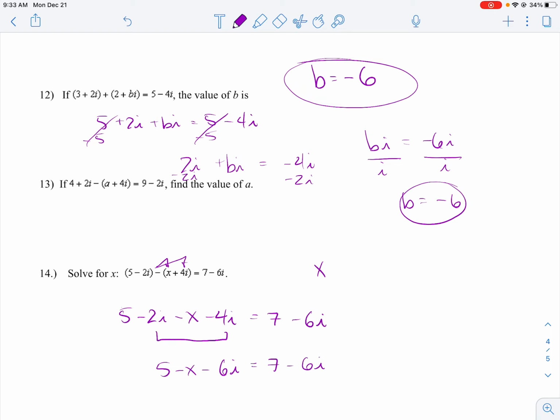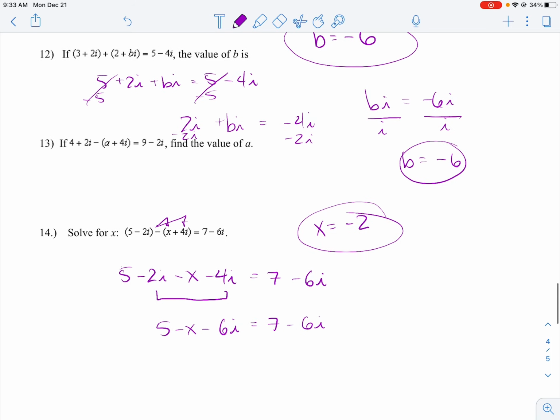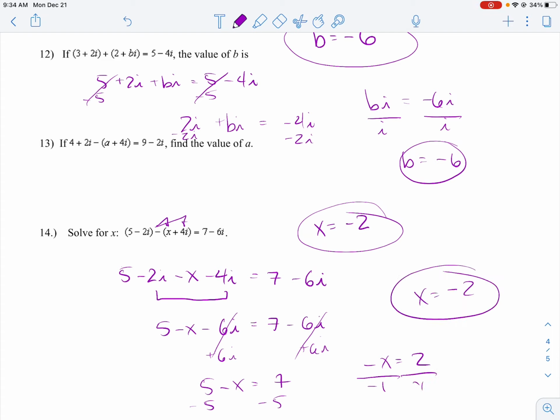So I'm guessing x has to be a negative 2, right? I need to add 2 to 5, right? In order to get a positive 2 there, well, x would have to be negative. But let's check to be sure. So I add 6i. Those cancel. So I get 5 minus x is equal to 7. Minus 5, minus 5. Negative x is equal to 2. Divide by negative 1. x is equal to a negative 2.